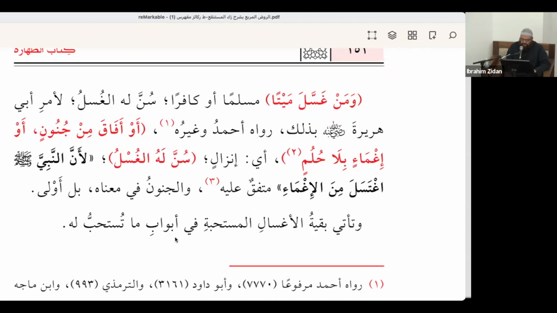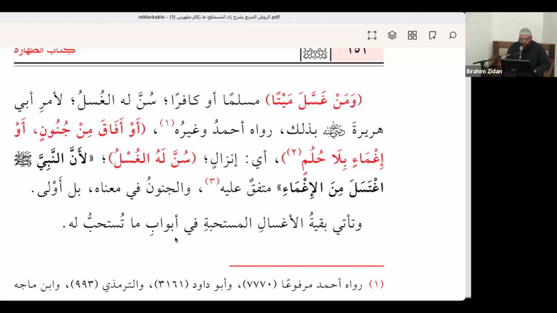So whoever washes a dead, whether it's a Muslim or a kafir, سنة له الغسل لأمر أبي هريرة رضي الله عنه بذلك رواه أحمد وغيره. And من غسل ميتا فليغتسل. And the ulama talked about the hadith, and some had authenticated it, but here it is as recommended, not as an obligatory thing. رواه أحمد وغيره. So this is only recommended.